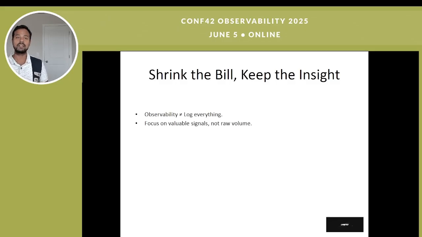The second thing to note is that sometimes when you have a lot of this data, it's not easy to sift through it or to understand. It's almost like finding a needle in a haystack. So just because you have it doesn't always help.